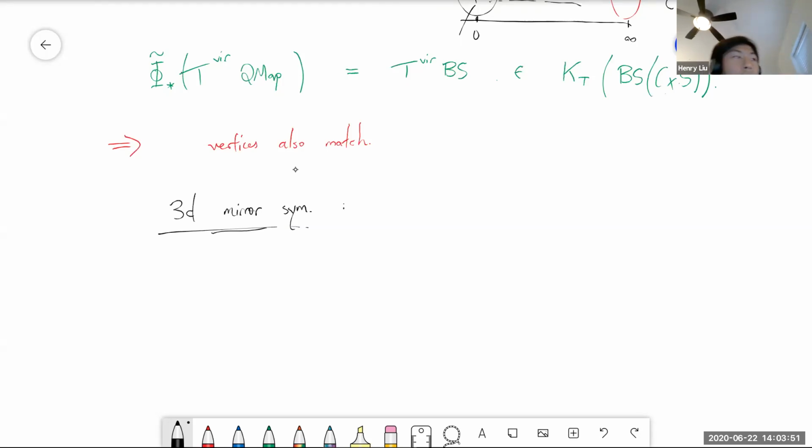And so very roughly speaking, what's 3D mirror symmetry? Let's go back to thinking about Nakajima quiver varieties. To build a Nakajima quiver variety, you start off with a quiver, Q. And what 3D mirror symmetry predicts is that there is a mirror quiver Q check. So this is a 3D mirror.